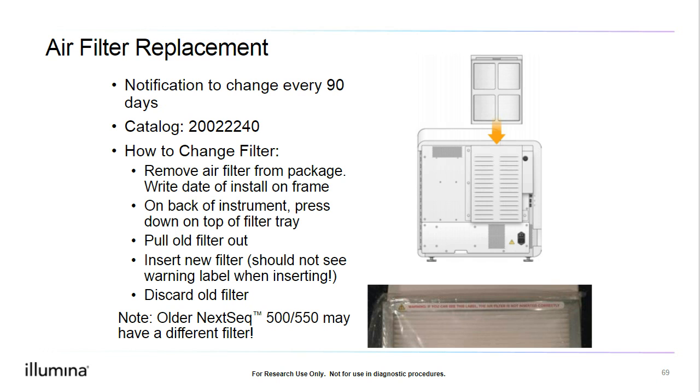The image in the bottom right shows a warning sign stating that the air filter is not inserted correctly. Once inserted, the tray can then be closed and the old air filter can be discarded. Note that the older instruments may have a different air filter, and these instruments will not have a notification. For these, the location of the air filter is on the side, and the air filter is a different shape. So please check your instrument first before ordering the filters.